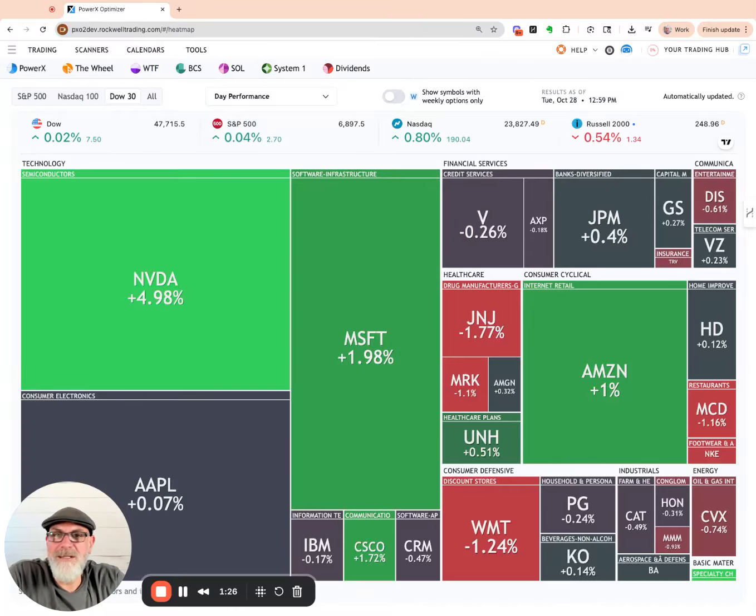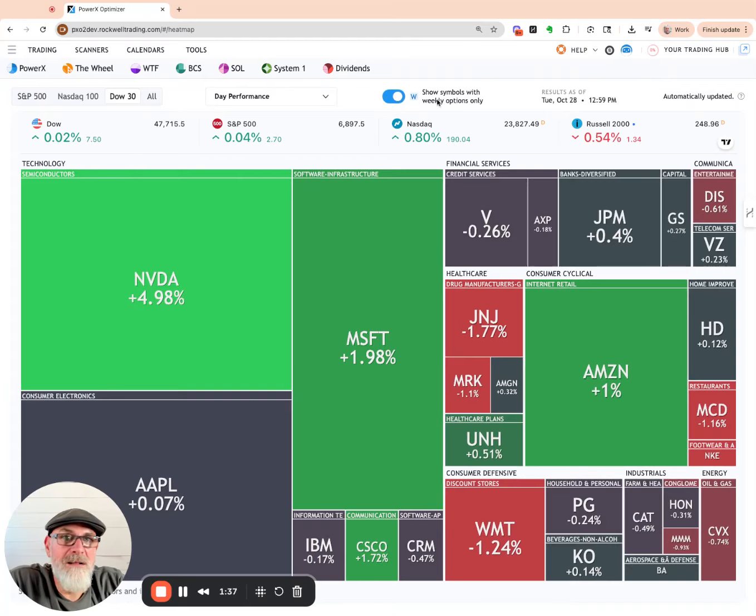Now, there's two things that I like to do here. One is, with my style of trading, I like to trade options on stocks that have weekly options available. Not all stocks have weekly options. Some do not have options at all. Some just have monthly options. I prefer to be more active and to trade stocks with weekly options. And so I can use this toggle to only show stocks with weekly options.